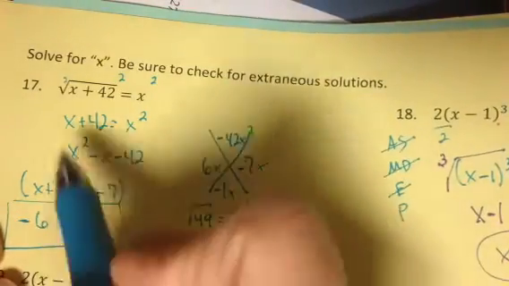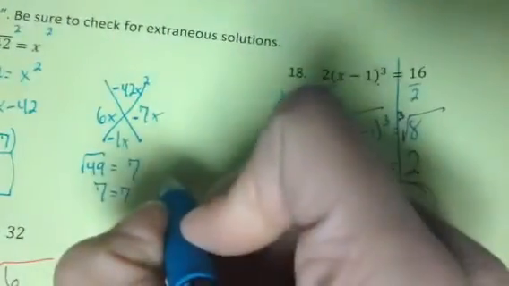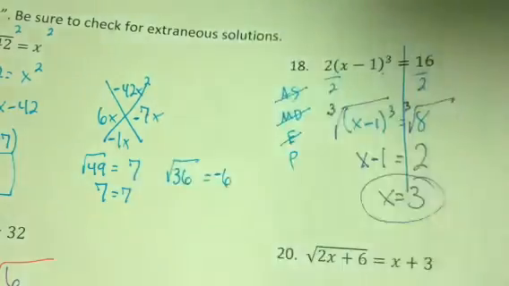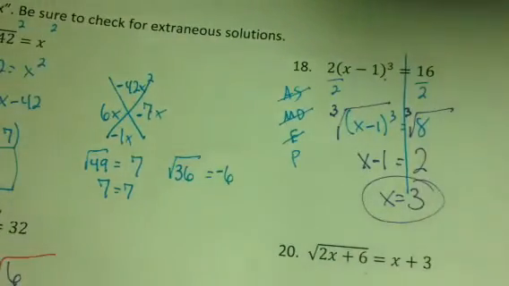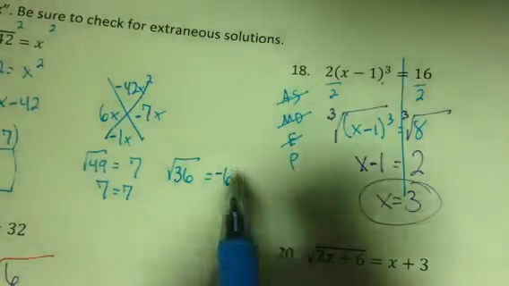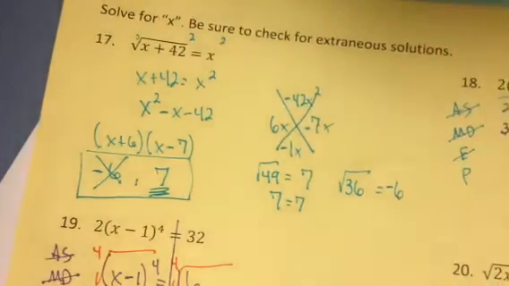And if I put negative 6 in, so negative 6 plus 42 is 36. If I take the square root of 36, do I get negative 6? Remember, we are not solving anymore. This is just put the number in the calculator. Do you get the number that's on the right? You don't. So negative 6 is not a solution. It is an extraneous solution. The only solution to this is 7.